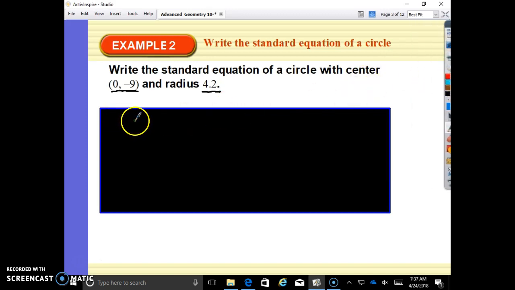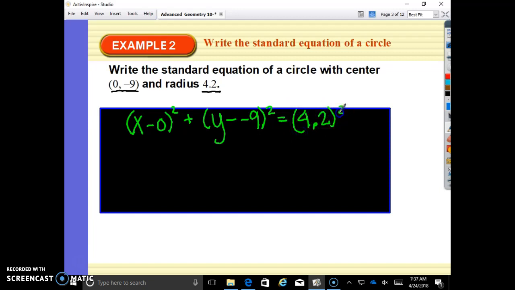So, our standard equation, (x − h)² + (y − k)² = r². (x − 0)² + (y − (−9))² = our radius squared. Your center is your h and your k. So x − 0 is just x², plus, bam, bam, two negatives in a row, keep change opposite: (y + 9)² = 4.2². 4.2 times 4.2 is 17.64.